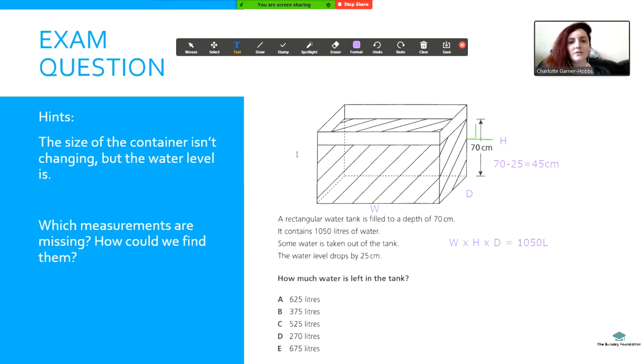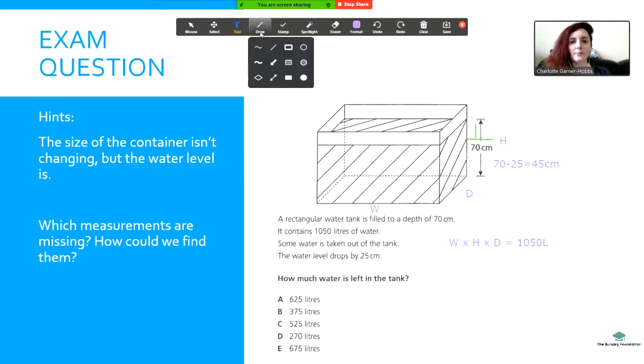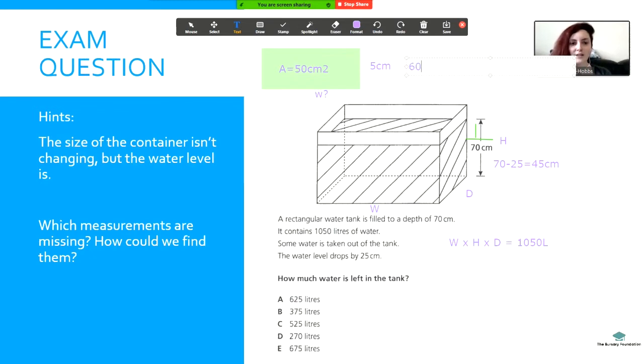This is really similar to a type of question that you may have seen before, where you get something like the area of this rectangle is 50 centimetres squared. If this side is 5 centimetres, what's the width? So in this case, I'd work out the width by doing, well, I know width times height gives me the area. So if I do 50 divided by 5, that's going to give me the width, which would be 10 centimetres.